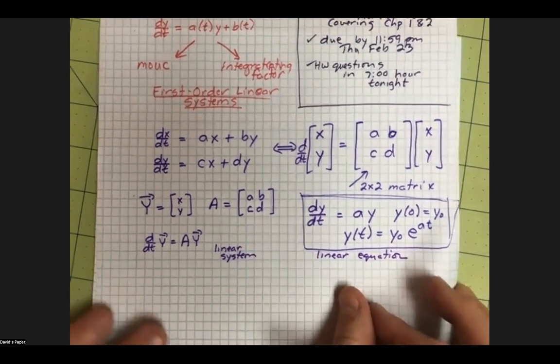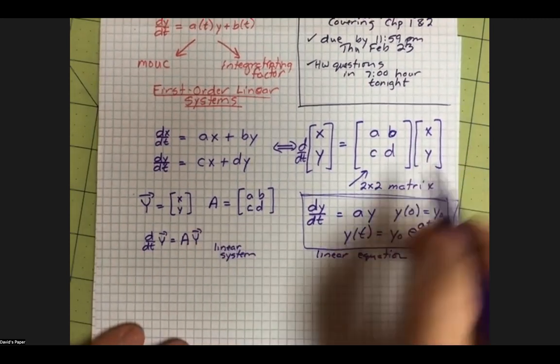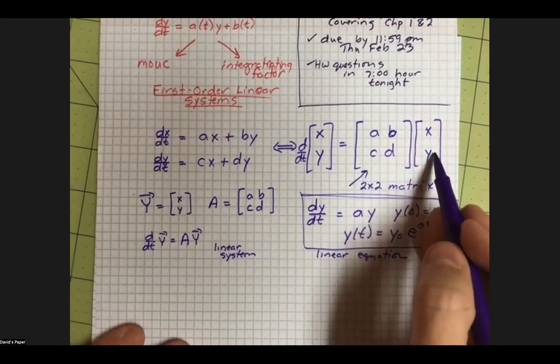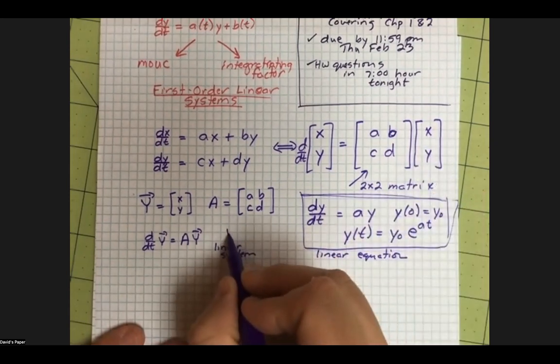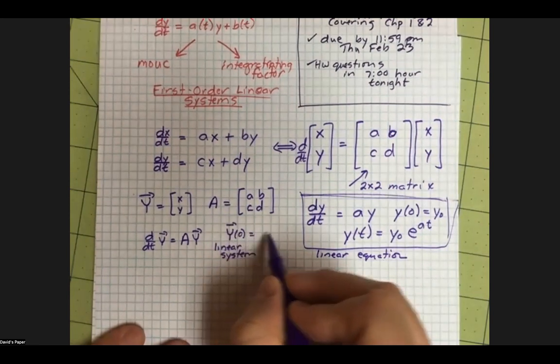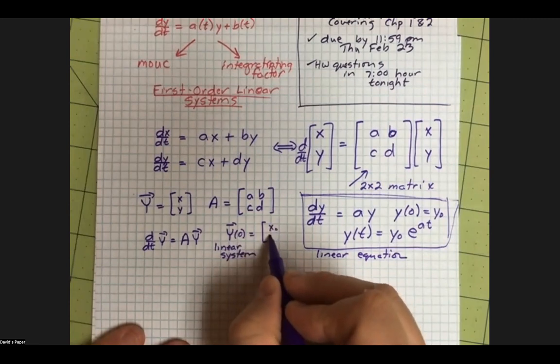And so the thing that makes you excited, oh, I could have initial conditions here too, like x at zero is x naught, y at zero is y naught. If you like, I could encode the initial conditions into a single vector. Y at zero is x naught, y naught.